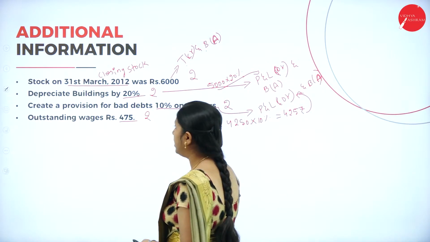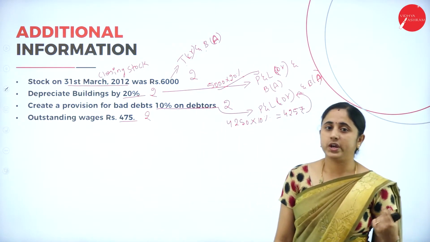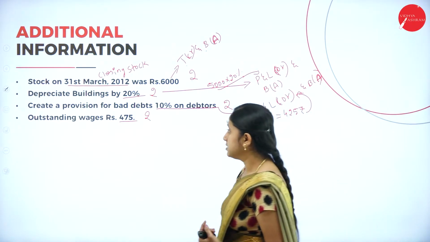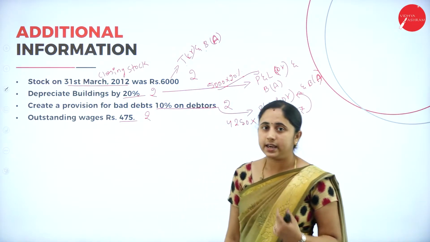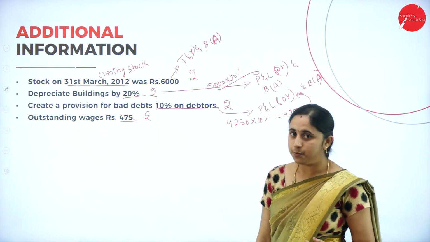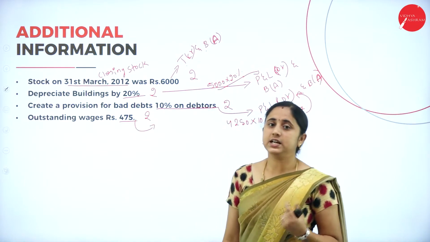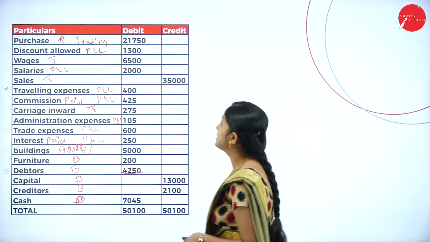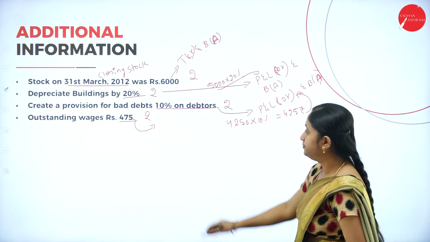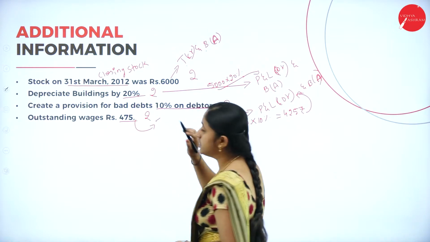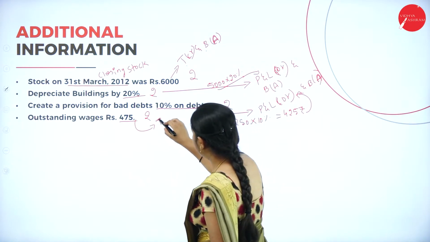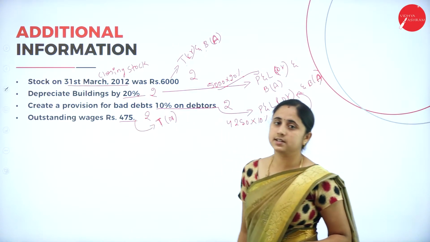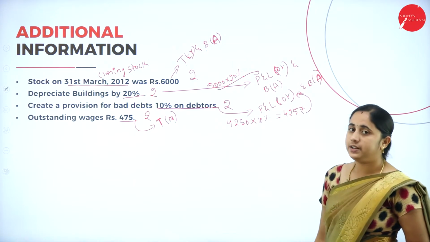Next, outstanding wages. Outstanding wages means wages occurred but not yet paid. So outstanding wages is an outstanding expense. Wages occurred but not yet paid. Wages is a trading account item. In the trial balance, we have wages 6,500. So 6,500 we will consider in the trading account. So outstanding wages, trading account debit side, you will add with 6,500, that is 475 rupees.